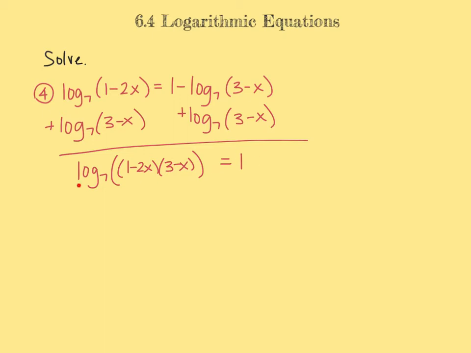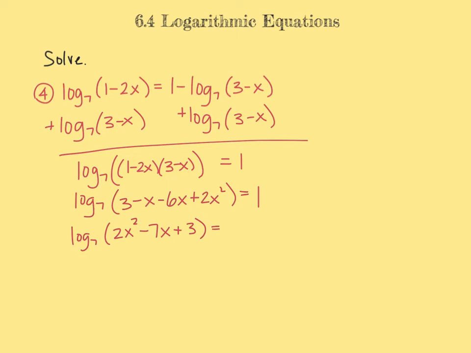Now that we have it in log form, we can go ahead and rewrite in exponential form. However, real quick, before we do that, I just want to simplify this on the inside. We're going to simplify through multiplication and combining like terms. So we'll distribute the 1 through, so we'll have 3 minus x, then distribute the negative 2x through, so we'll have minus 6x plus 2x squared. Then combining like terms and writing it in a more standard way, we'll have 2x squared minus 7x plus 3 equals 1.